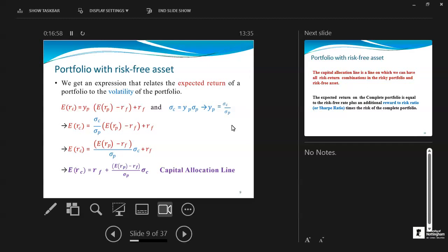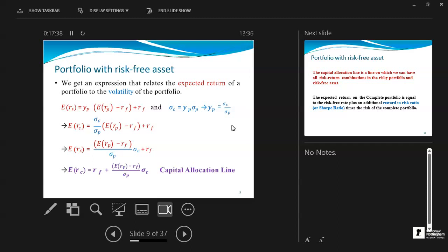Now this looks much more like CAPM. So what is the expected return of the complete portfolio? It's the return on the risk-free asset plus the excess return because you have chosen to invest in a risky portfolio, right? So we call it excess return: the return on the risky portfolio minus the risk-free return is what we call the excess return on the market, because you have chosen to invest in a risky portfolio, right?